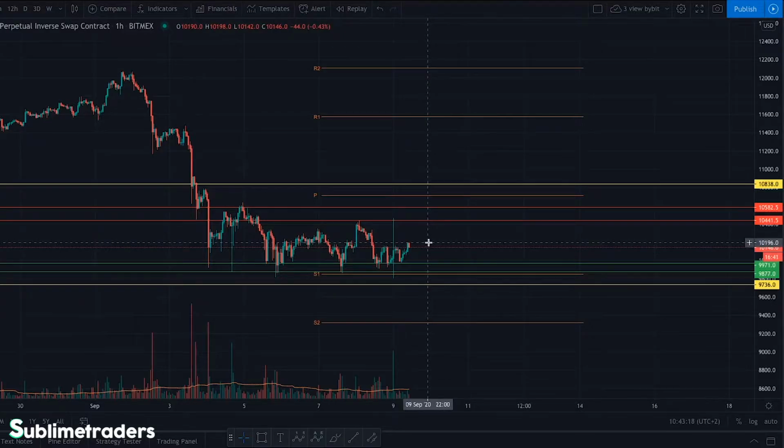What we will do as retails right here is we will just post some orders on the outer sides of this range. So for example, I have, as you see, I have the resistances in red and the supports in green. This is on purpose because on the green side we will post buy orders, and on the sell side we will post sell orders.